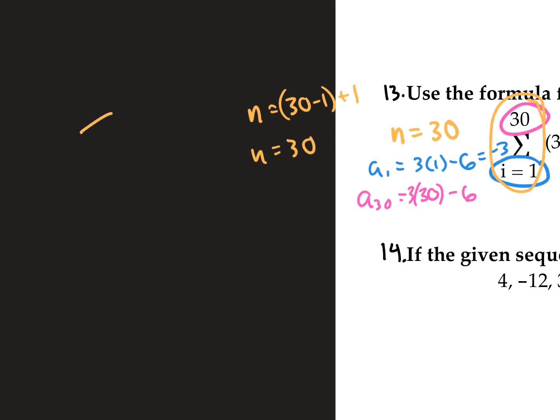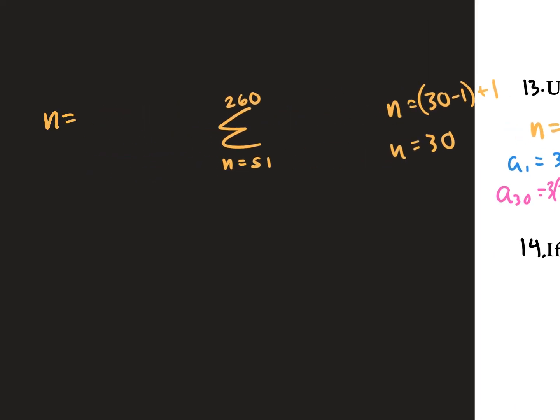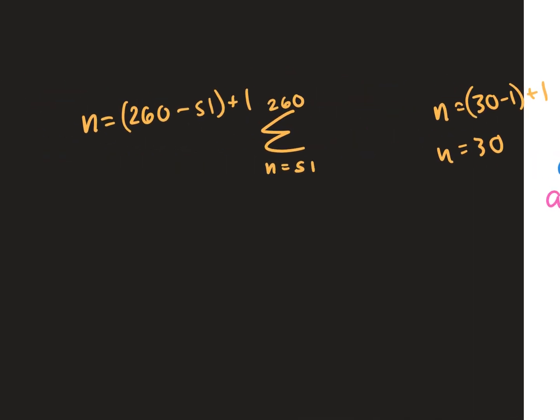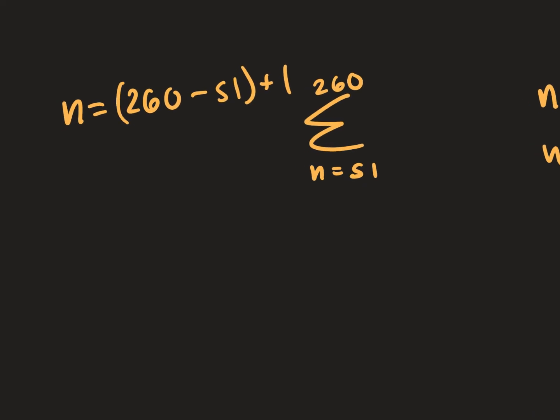So let's say I had 51 and it ends at 260. How can I figure out how many terms are in between here? What would my n be? 260 minus 51 plus 1. Where was this formula? Because I was like, this is new. So 260 minus 51 would be 209 plus 1, so n would be 210.